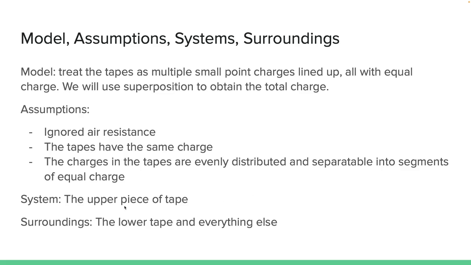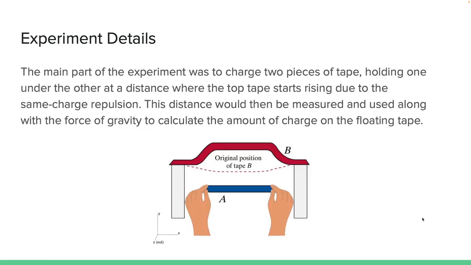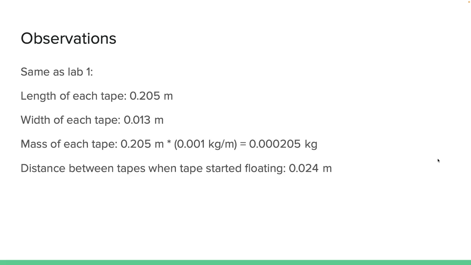Similar to lab 1, the system was the upper piece of tape, and the surroundings were the lower piece of tape and everything else. The main part of the experiment was to charge two pieces of tape, similar to lab 1, and just hold the lower piece of tape under the upper piece of tape and measure the distance that the upper piece of tape elevated.